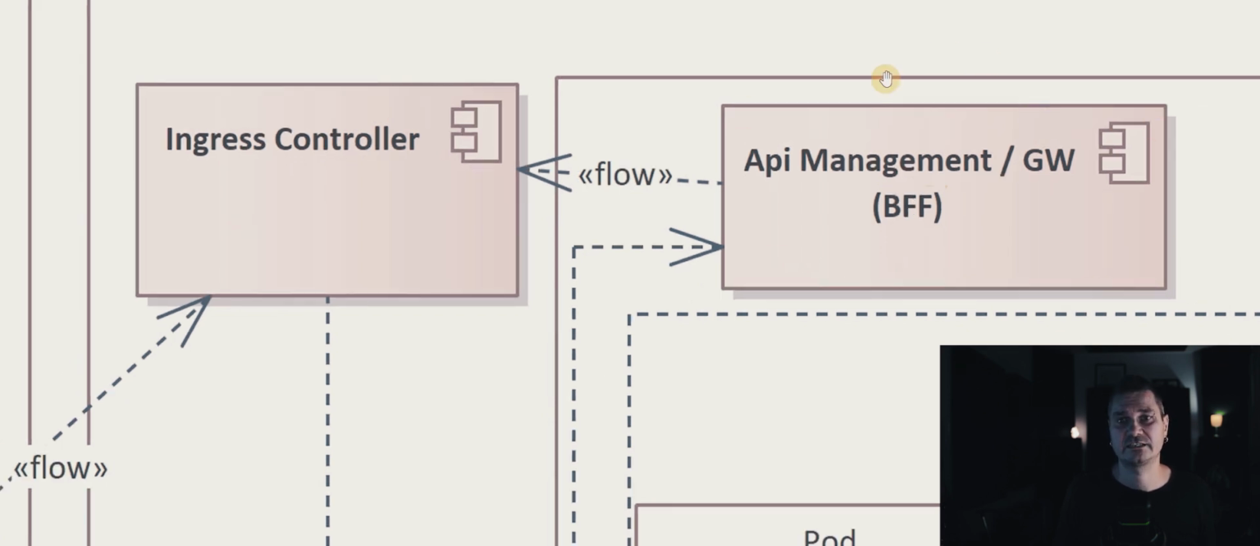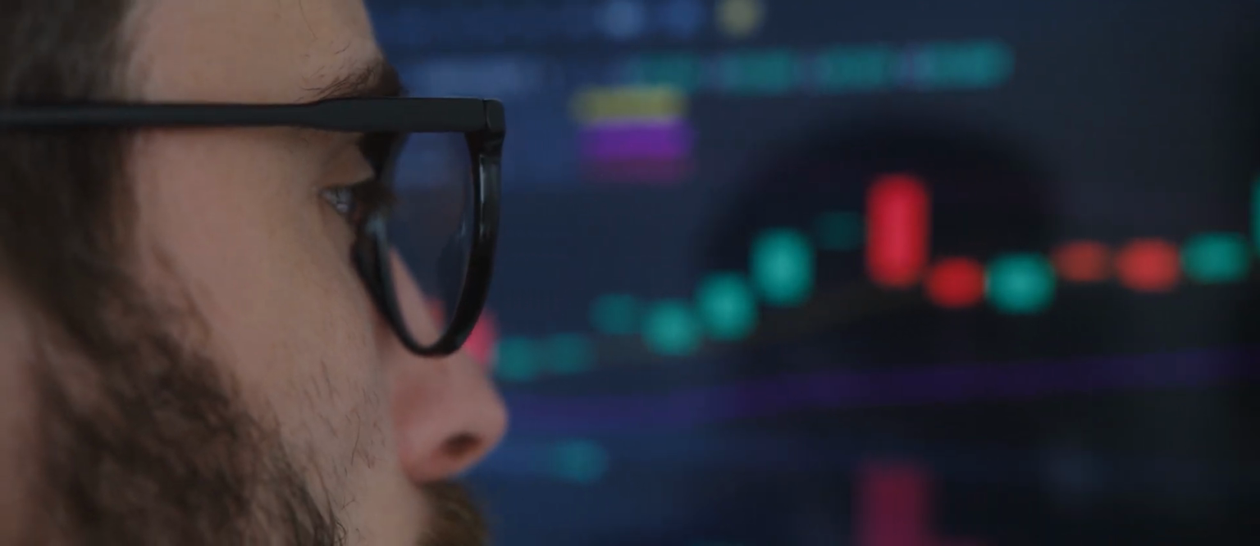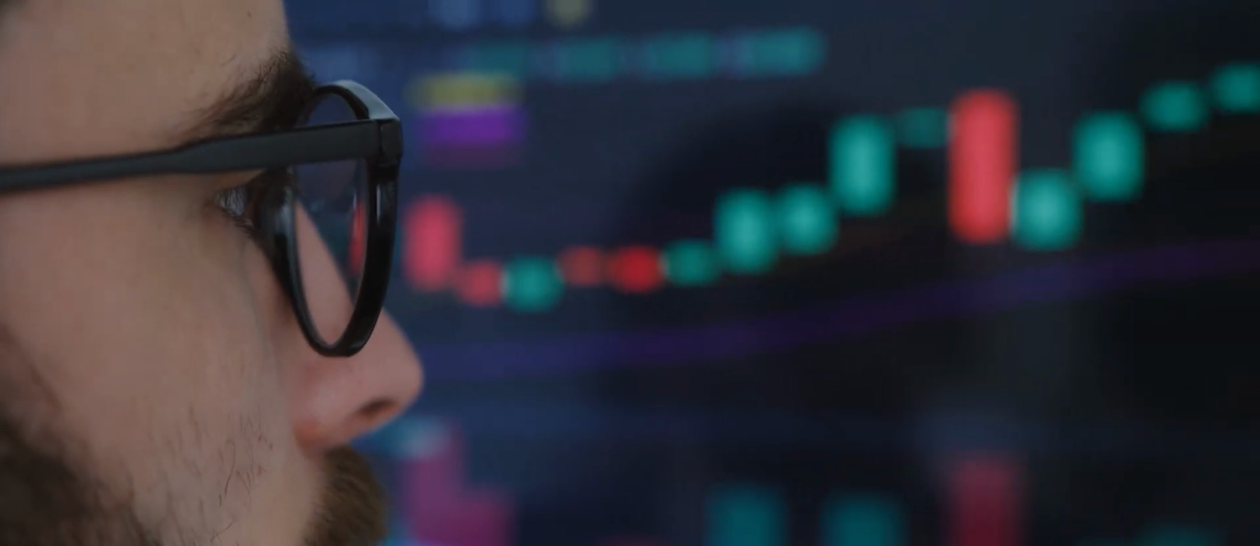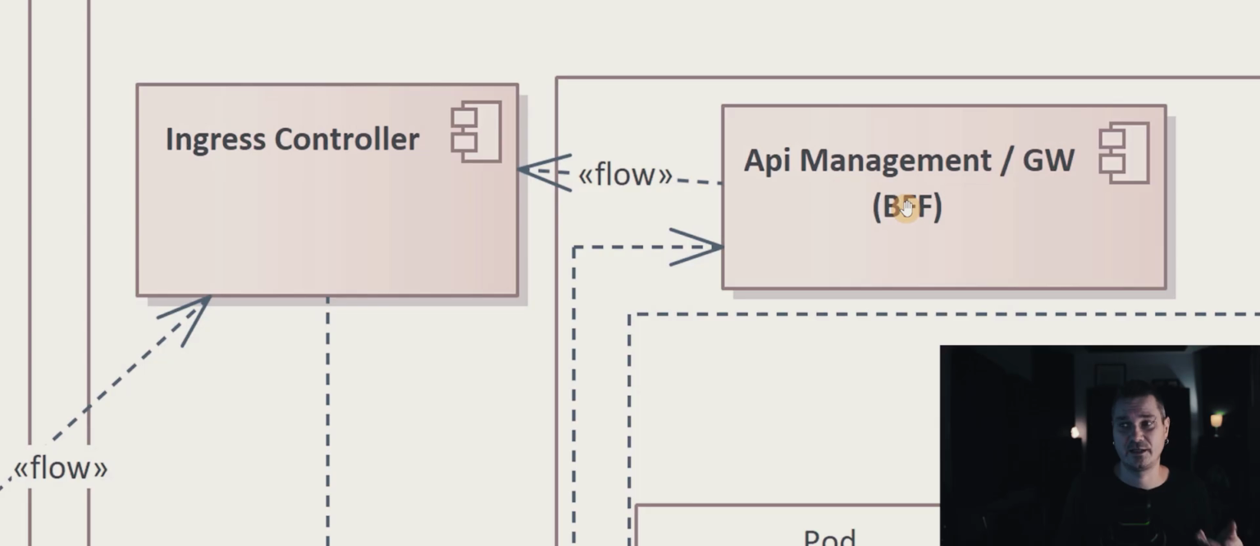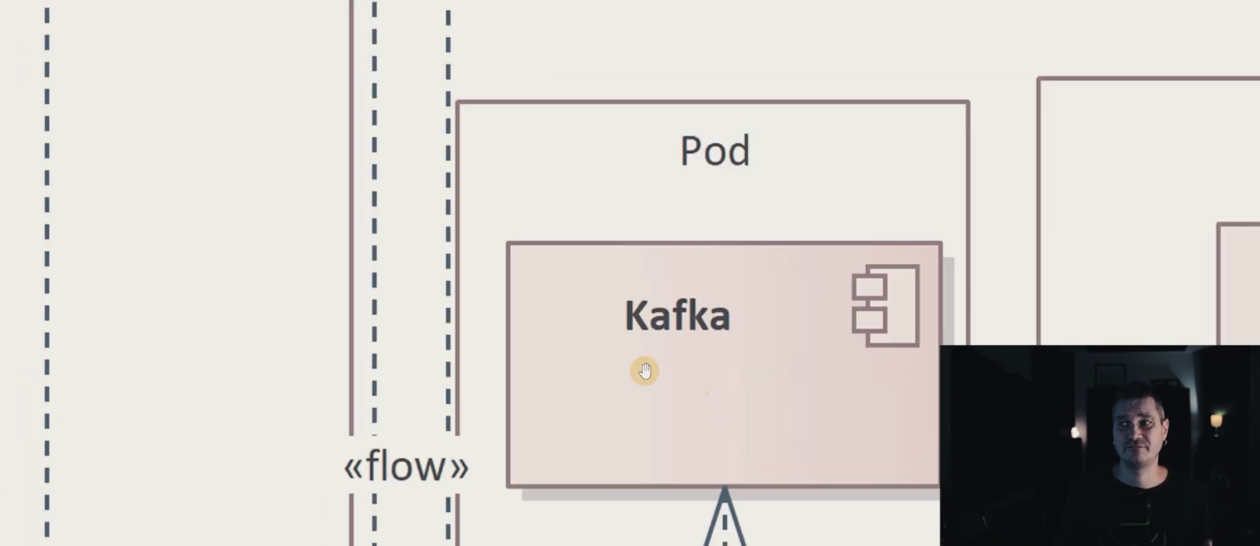API management / API gateway or backend for frontend. It's another component. It's our central point of communication. We are rolling with Ocelot for our app, but hey, you've got options. Choose from KrakenD, Microsoft Azure API Management, Apigee, and many others. For asynchronous communication, we've got Apache Kafka. It's our messaging system, making sure things flow seamlessly behind the scenes.